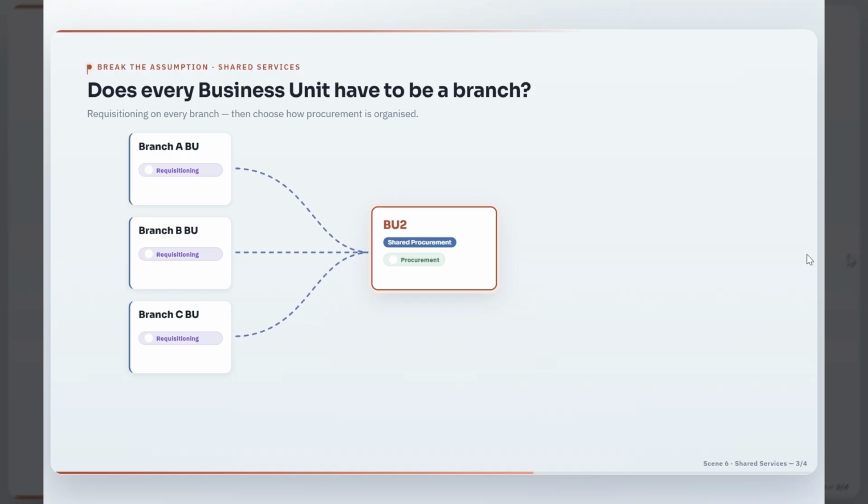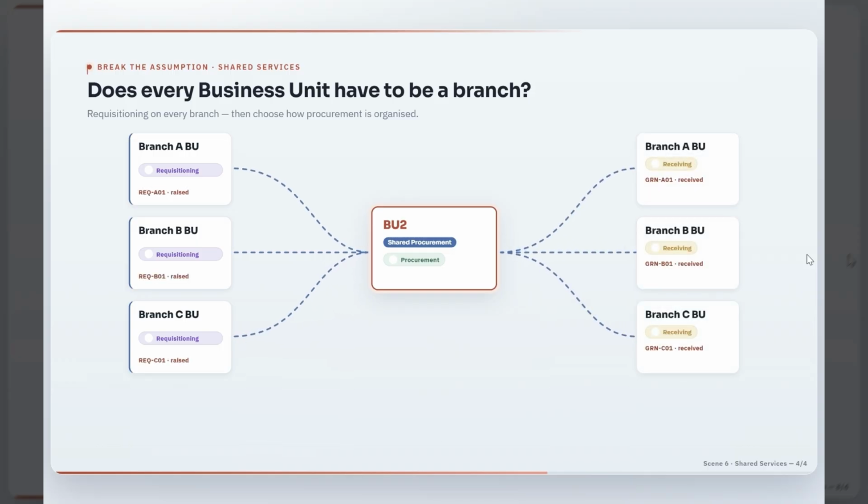After purchasing is completed, the physical goods still go to their intended destinations. Branch A records GRN-A01, Branch B records GRN-B01, Branch C records GRN-C01. So the process is distributed by function. The branches identify the demand and receive the goods. The shared procurement BU performs the purchasing activity in the middle.